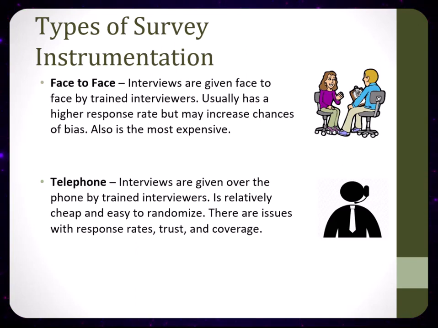Next is telephone interviews. Telephone interviews are given obviously over the phone by trained interviewers. Again, we're going to have that added cost of training people and having people work to send these out. On the plus side, it is relatively cheap and easy to randomize telephone surveys. You can use a random digit dialer to randomly call numbers, so it's a really easy way of randomizing. However, there are issues with response rates, trust, and coverage. I know many people don't answer their phone if they don't recognize the number, that sort of thing.